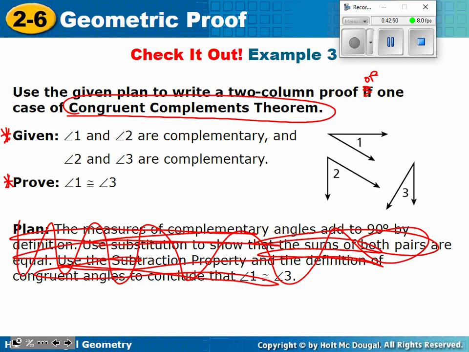So number 6, measure of angle 1 equals measure of angle 3. And what we did was subtract away the 2's. So subtraction property of equality. Are we finished? No. We have that they're equal, but what's our goal? That they're congruent. So number 7. Very good. Angle 1 is congruent to angle 3, and the reason is definition of congruence. Does it make more sense now?